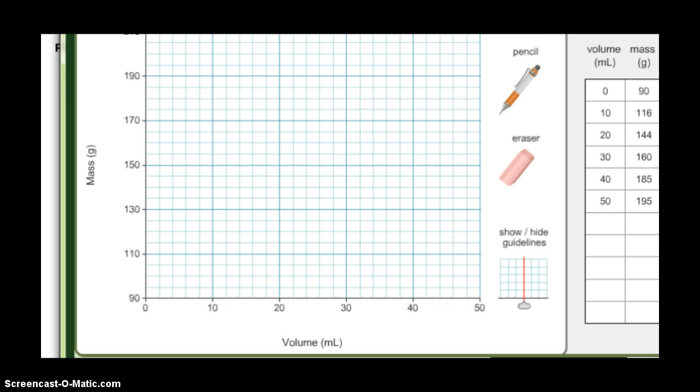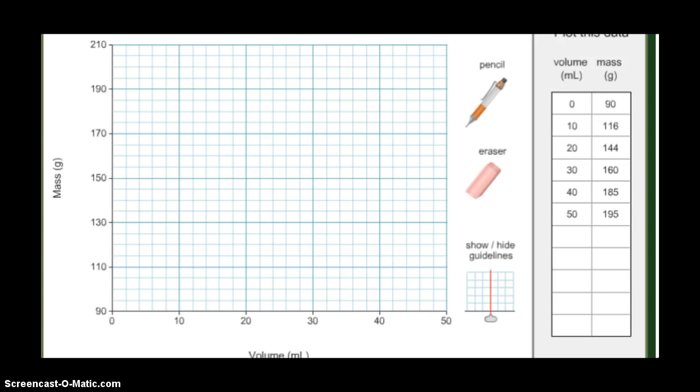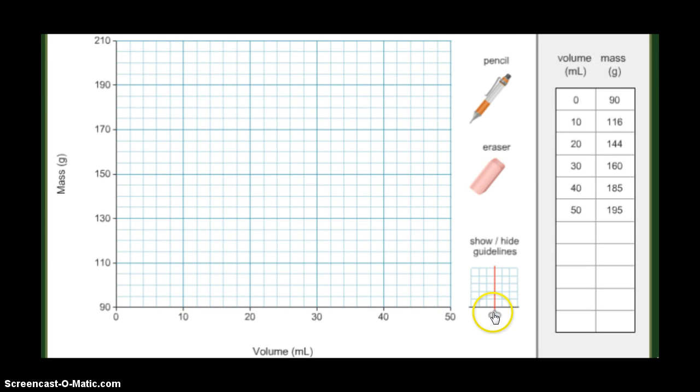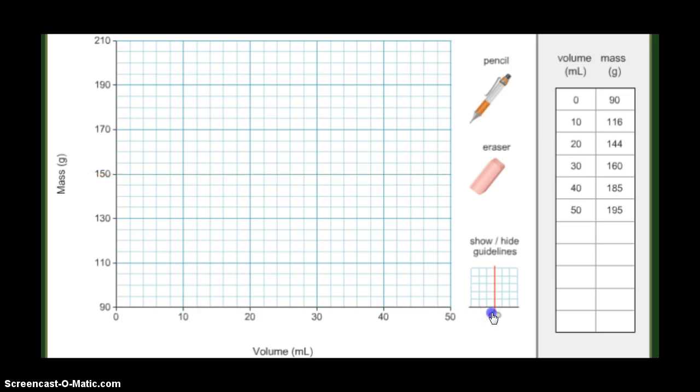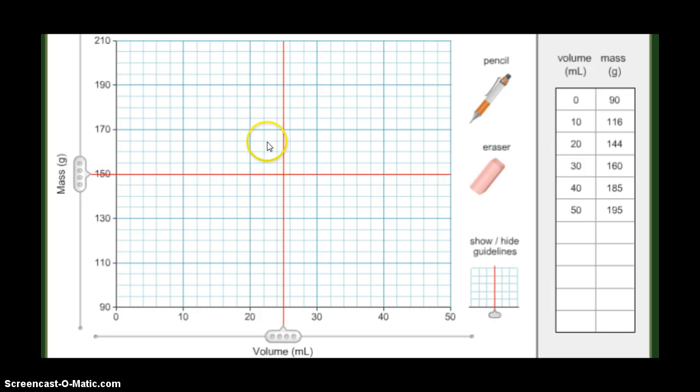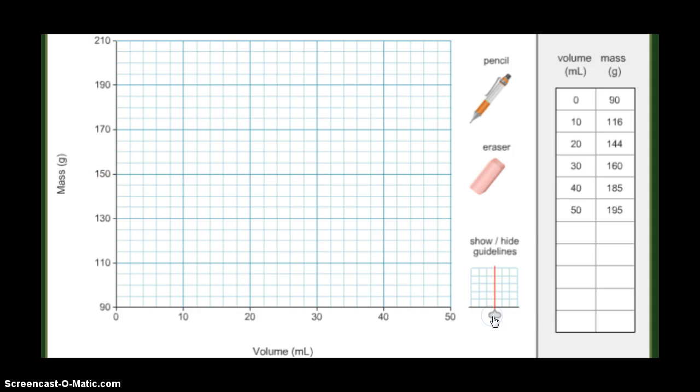All right, so we are going to plot our data points. And you can see that they added some grid or help lines, but I'm going to turn those off for now. So let's look at our first one. Our first point is at 0 for volume, 90 for the mass. All right, so 0 for volume and 90 for the mass.